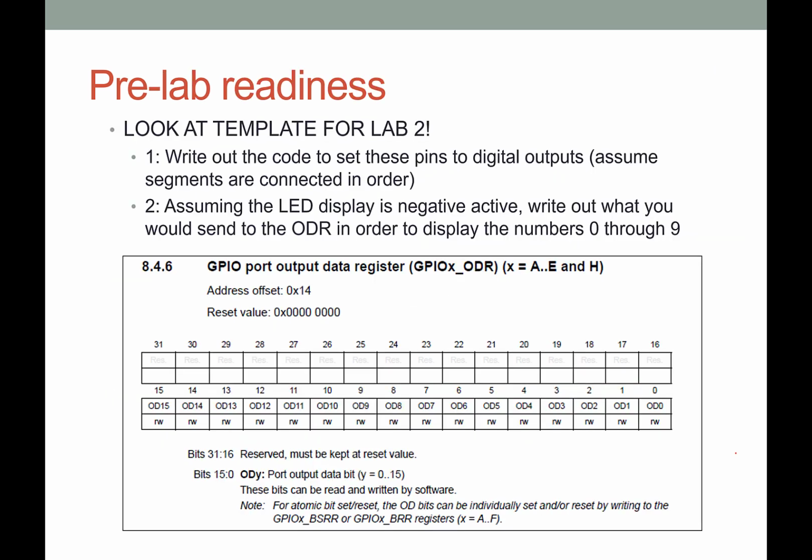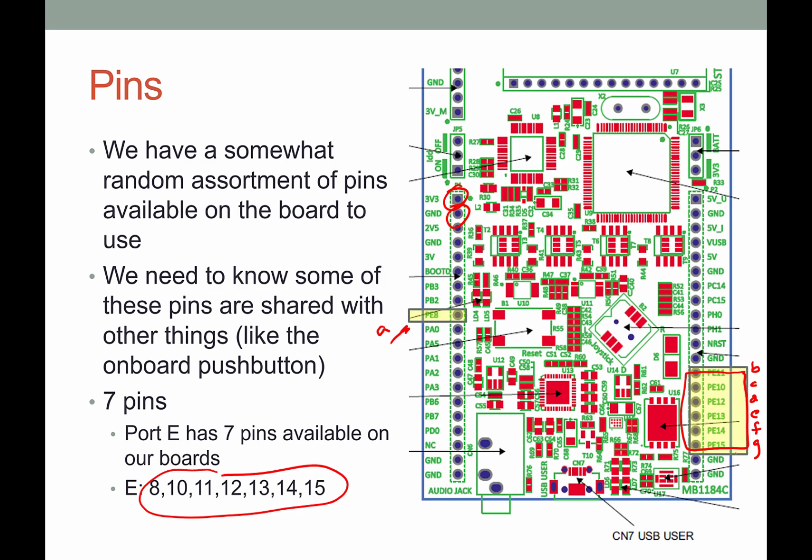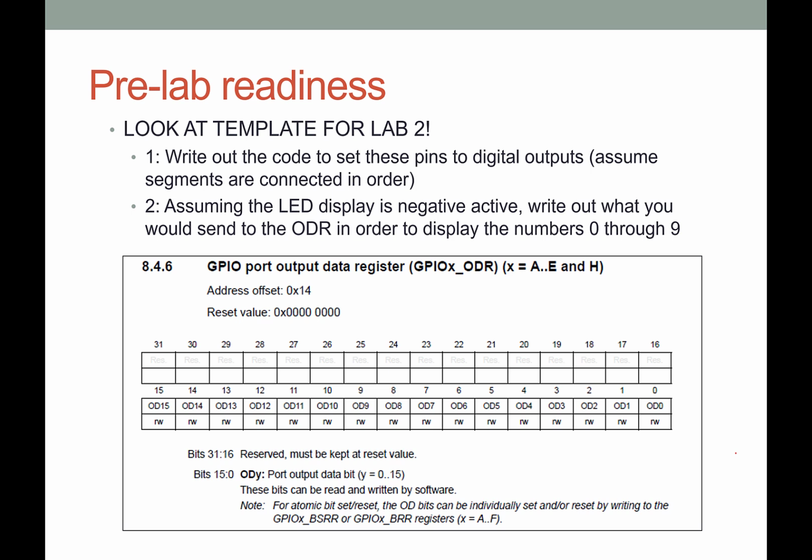And so again, I think the way you need to sort of get ready for the lab is look at your template that's in Lab 2 and sort of look at things. Think about how you would want to write out the code to set the pins low to turn them on, set them high to turn them off. And it says, assuming that LED display is negative active, that's what I talked about, write out what you would send to the output data register in order to display the numbers 0 through 9.